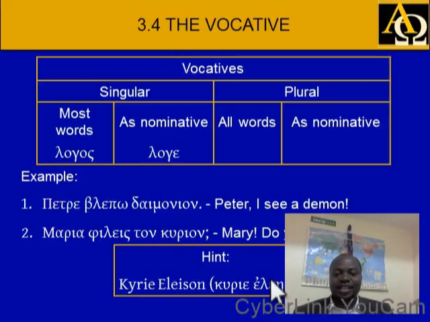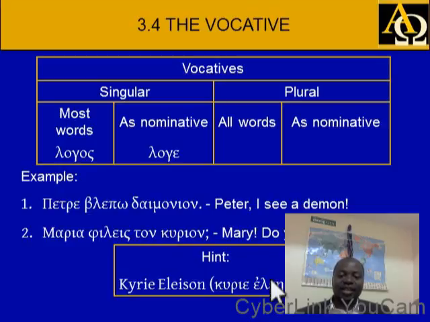Now the vocative case is very easy because you can easily identify it, and it usually has an epsilon at the end. So instead of logos, it's loge. So instead of petros, it's petre. If you're calling on someone, by the way, the word vocative is where we get the word for calling, vocare in Latin. So, Petre, blepo daimonion. Peter, I see a demon. Maria, phileis ton kurion? Mary, do you love the Lord? So you're calling on someone.